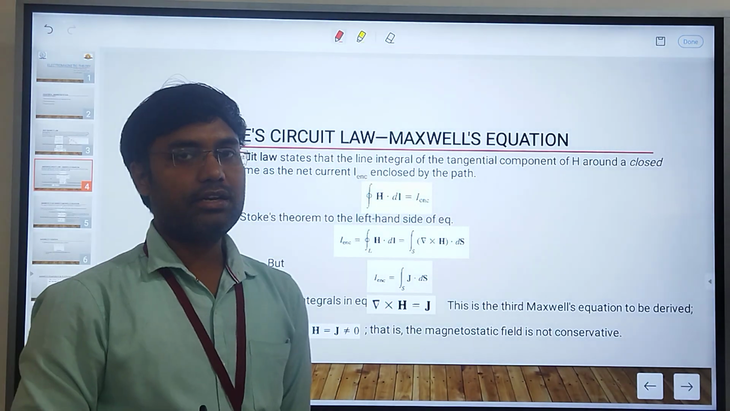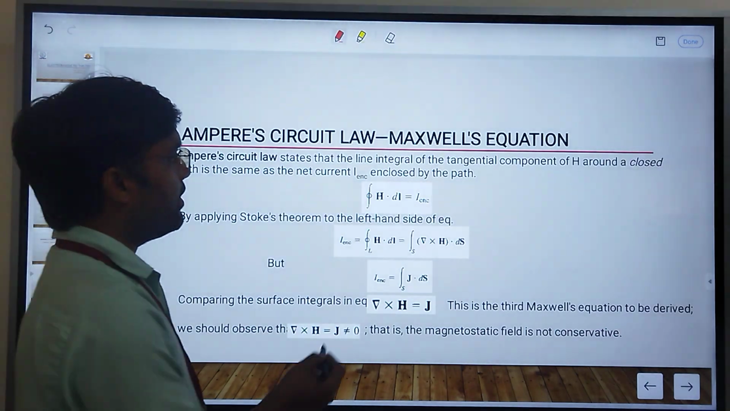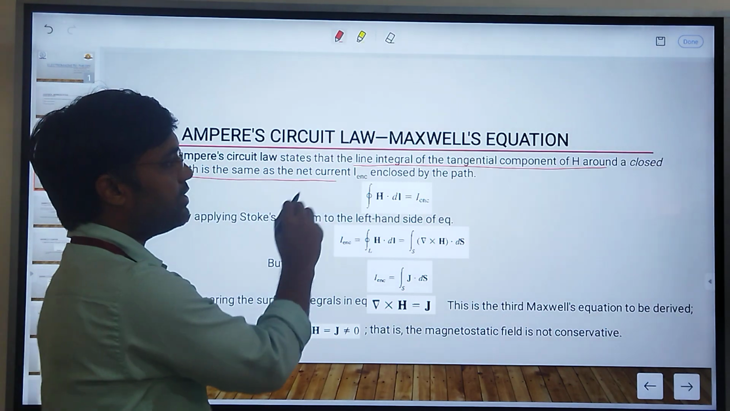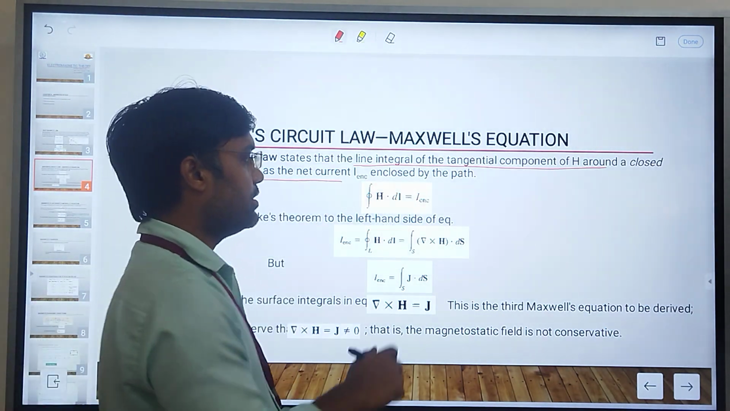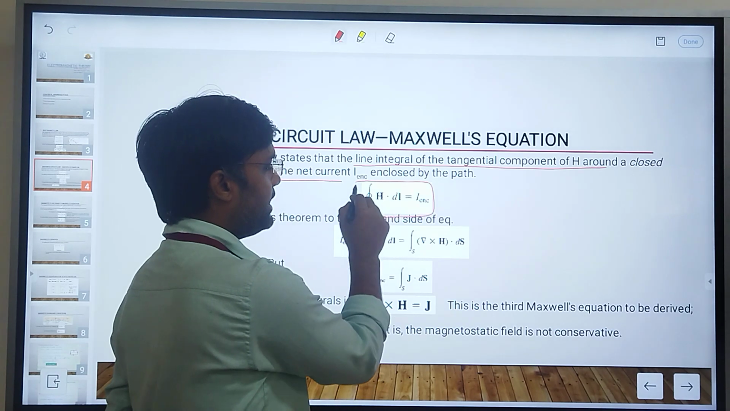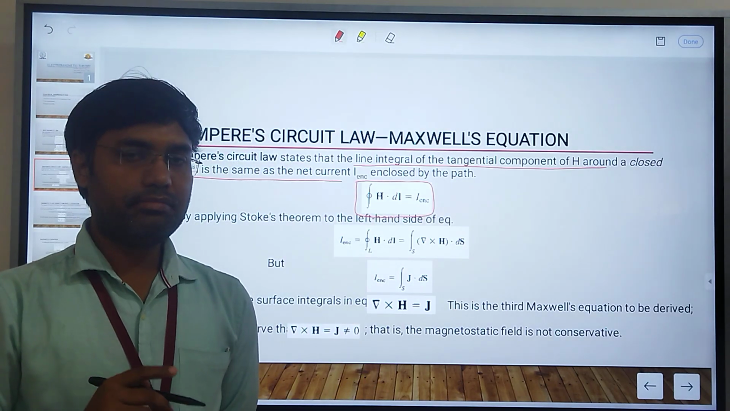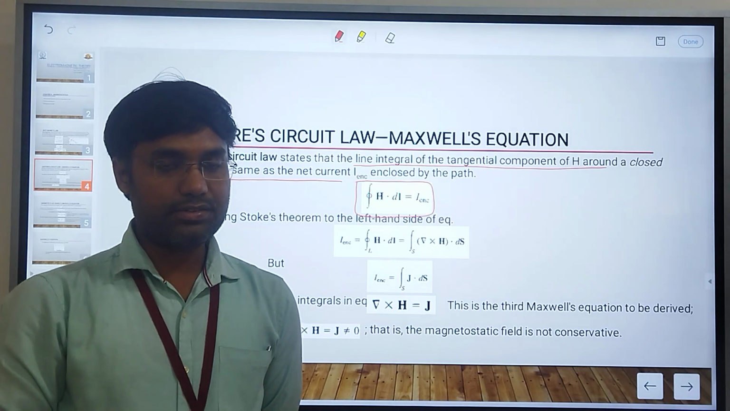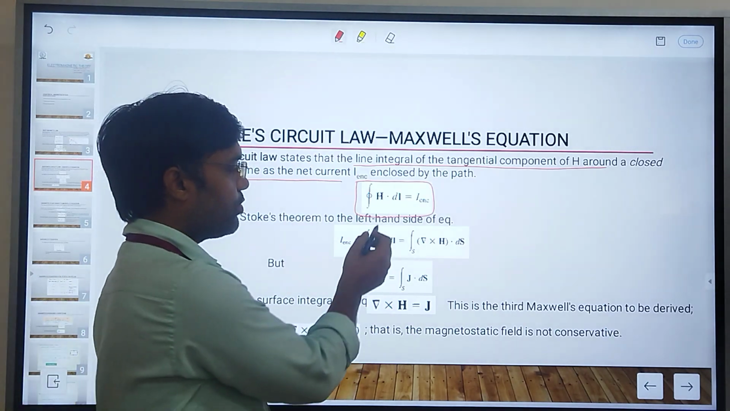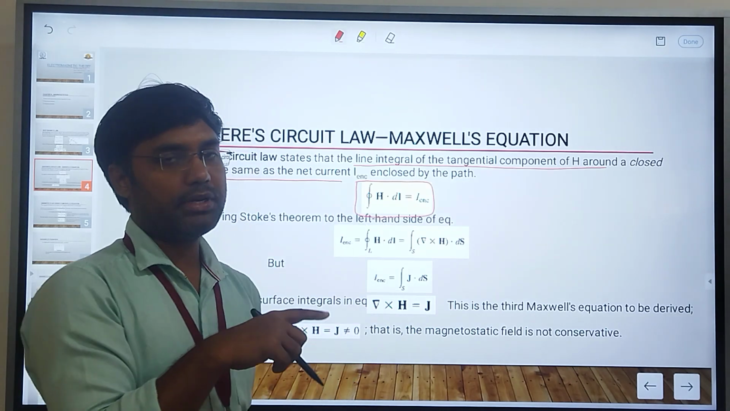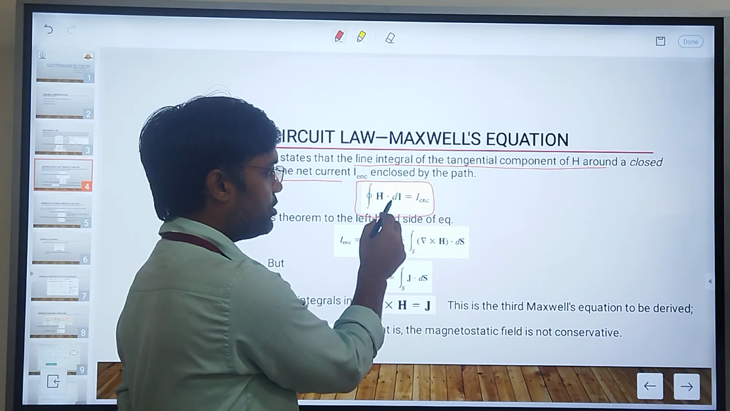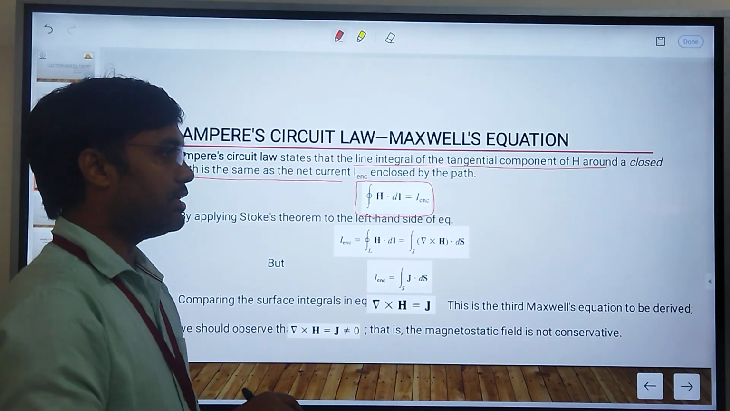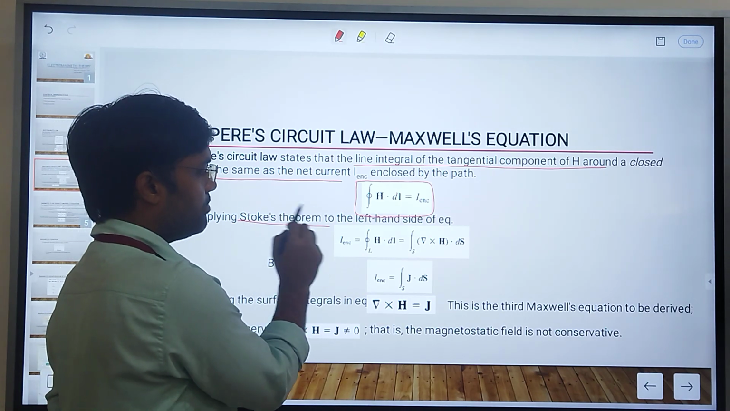Next is Ampere-Circuital law. Ampere-Circuital law states that the line integral of the tangential component of H around any closed path is the same as the net current I enclosed by that path. Mathematically, the closed line integral of H dot dl, this circular integral representing the closed path, is equal to the current enclosed by that path. This is called Ampere-Circuital law.